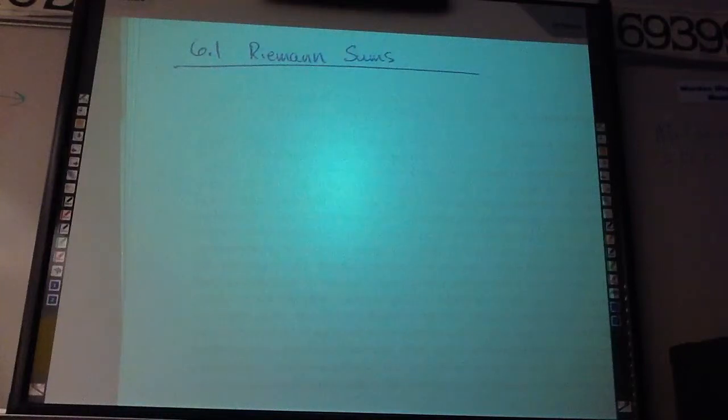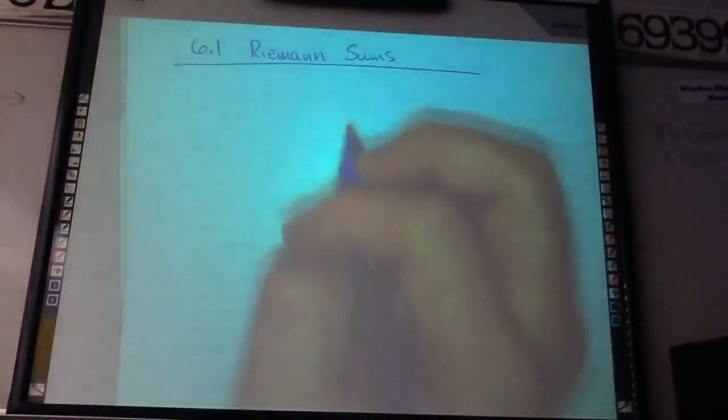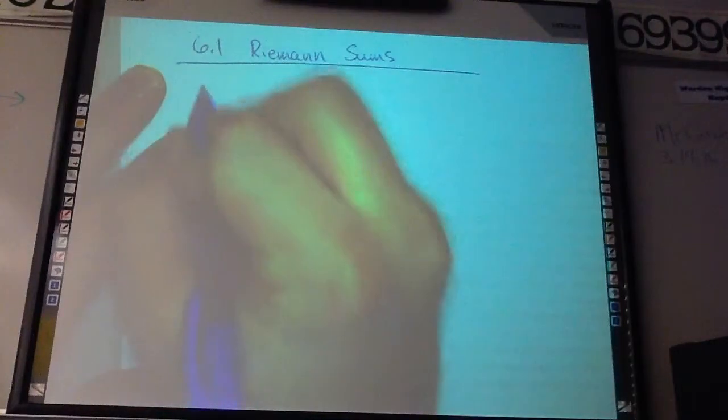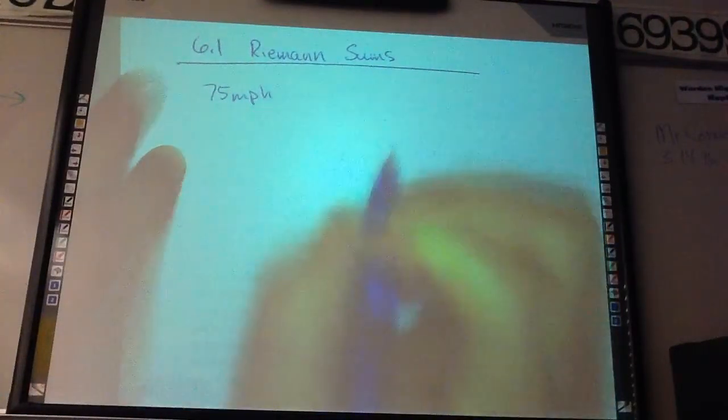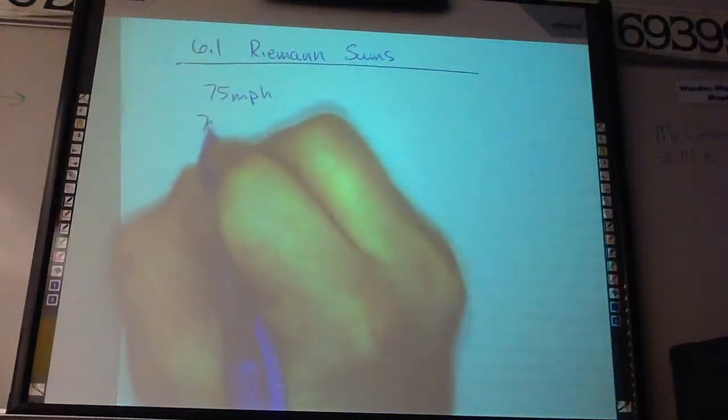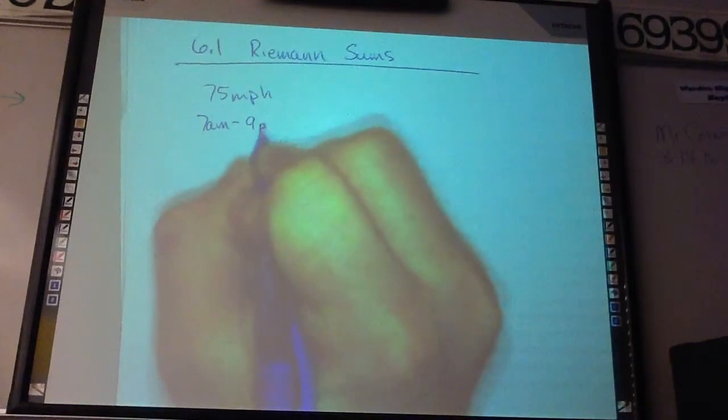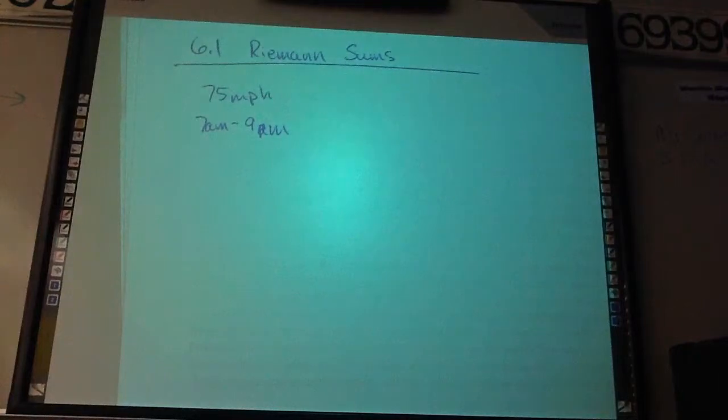We're going to start with an elementary school problem. A little harder than 5 plus 2. A train moves along a track at a steady rate of 75 miles per hour. We can write this down. So the train's going 75 miles per hour, and it does this from 7 a.m. to 9 a.m. What is the total distance traveled by the train?